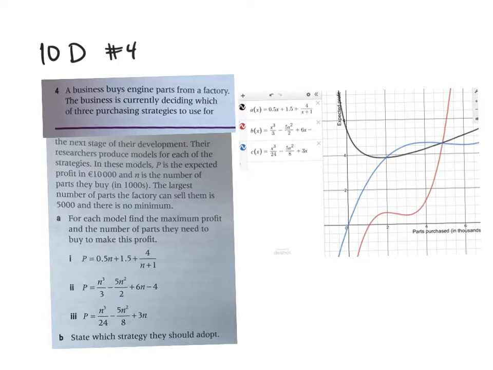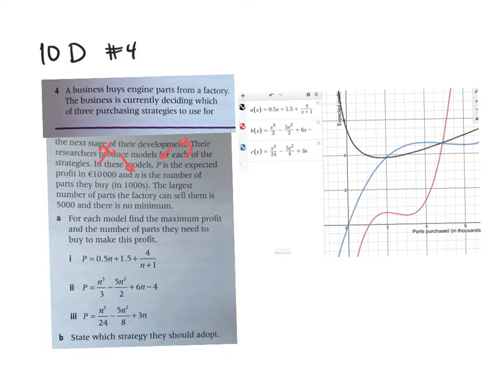Okay, part 4 is basically just a graphing maximum problem. So here's what we're going to do. We've got this business buying engine parts. There are 3 different models for each of the strategies, and for each of them, P is expected profit in thousands of euros, and that's our Y value, and N is our X value.